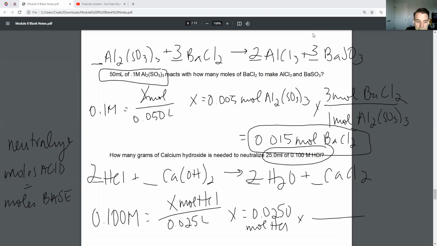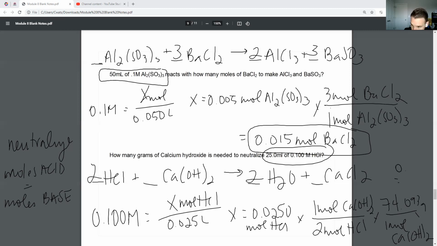Okay, so now I want to get this to grams of calcium hydroxide. For every 2 moles of HCl, I get 1 mole of calcium hydroxide, and then 1 mole of calcium hydroxide is 74.093 grams. And so it will take me 0.0926 grams of calcium hydroxide to neutralize the acid.